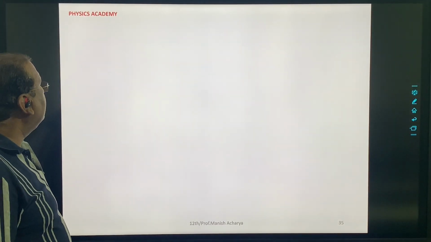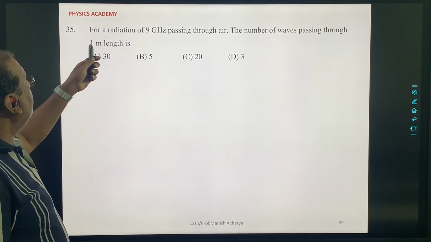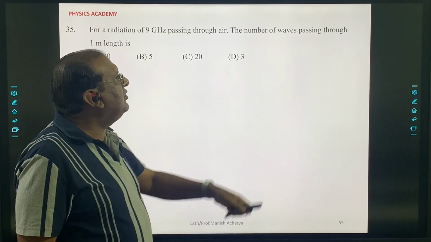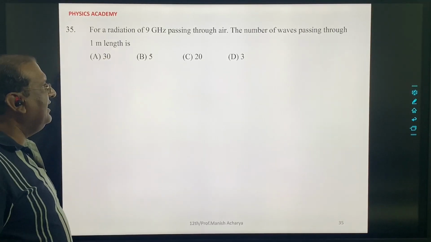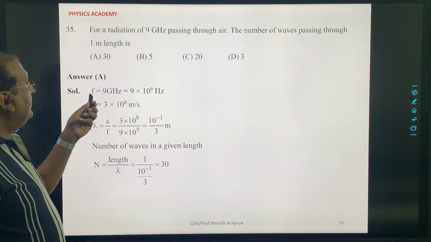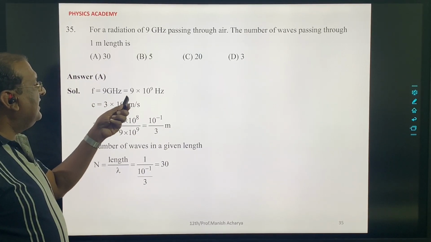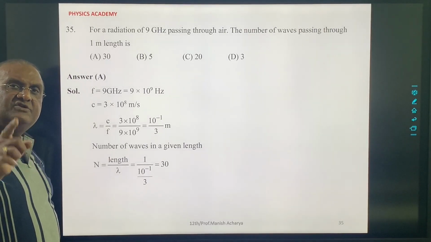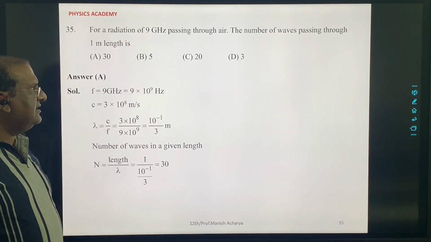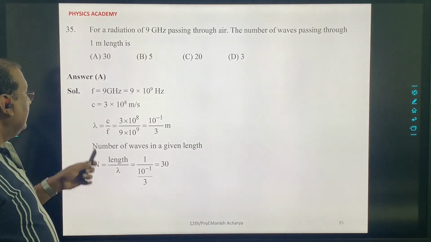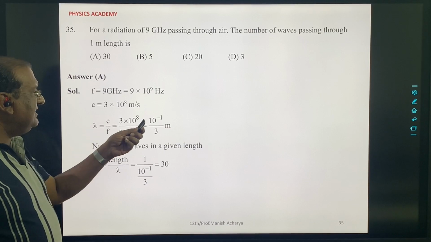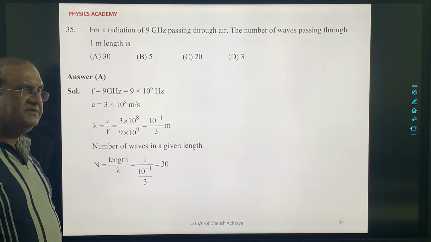Now question number 35. For a radiation of 9 gigahertz passing through air, the number of waves passing through 1 meter length is what? Now frequency, that is 9 gigahertz, so that is 9 into 10 raised to 9 hertz. Speed of light, that is 3 into 10 raised to 8 meter per second. Lambda is C by F, so you will get lambda as 10 raised to minus 1 by 3.